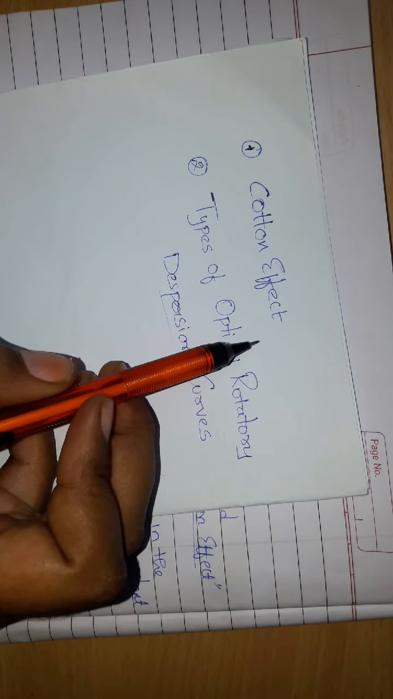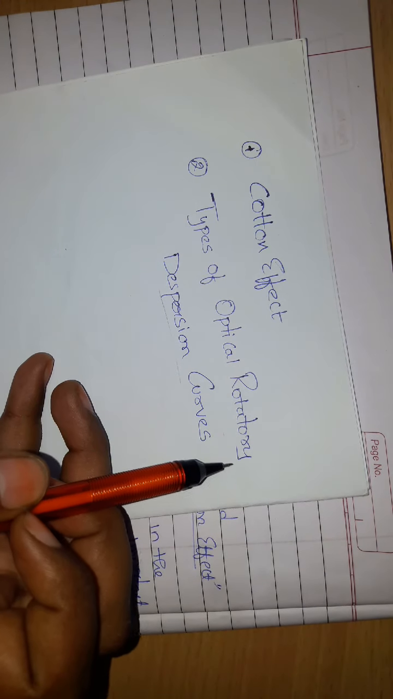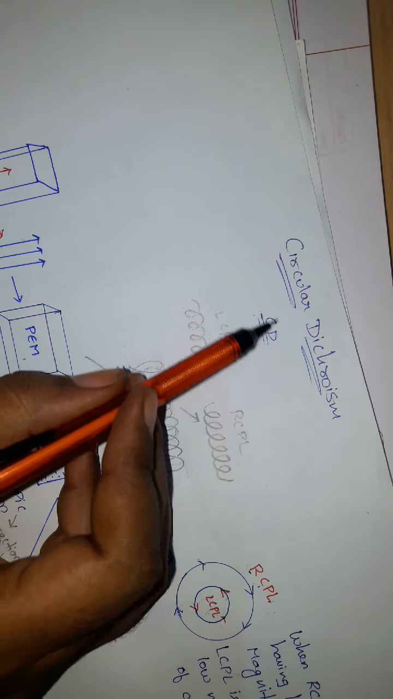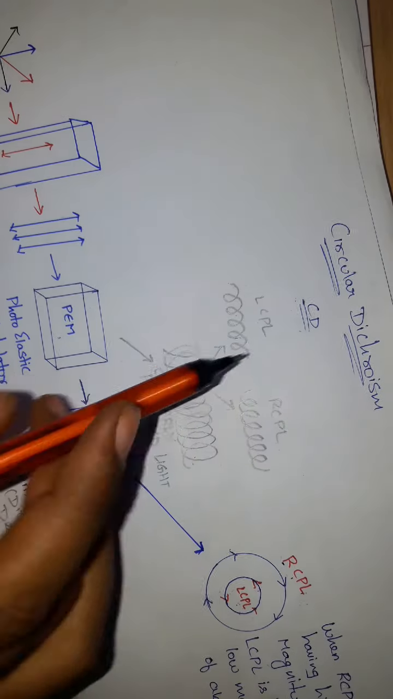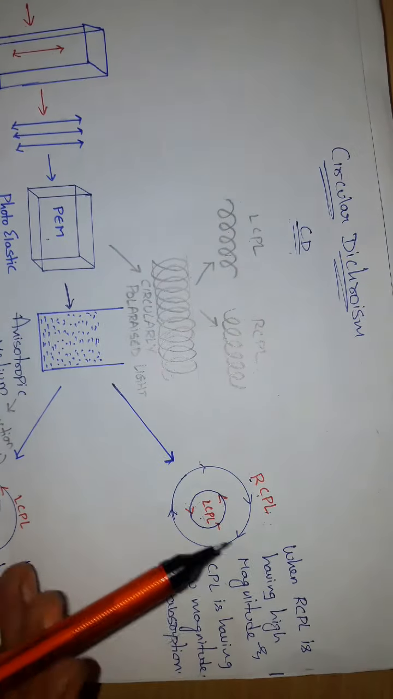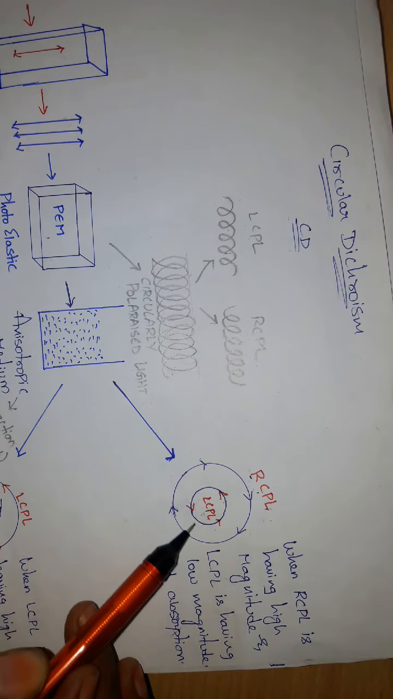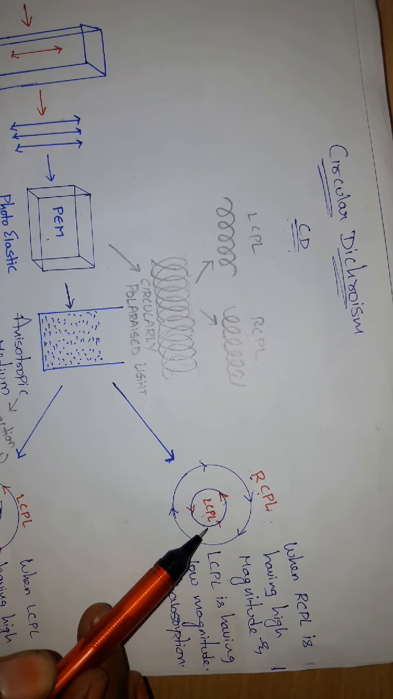I am discussing the Cotton effect and types of optical rotatory dispersion curves. In the last video, I discussed circular dichroism and optical rotatory dispersion. What is meant by circular dichroism? It measures the difference in absorption of RCPL and LCPL.